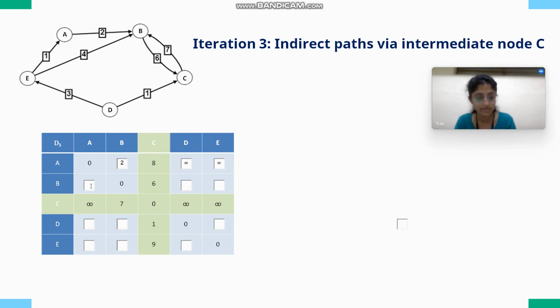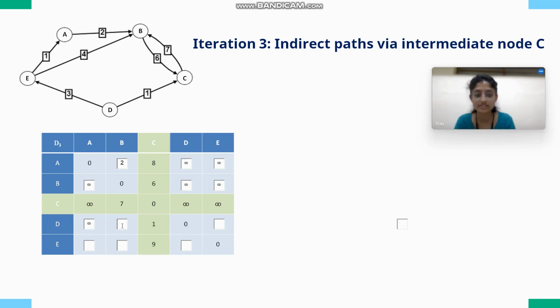Next we have b comma a, which is again infinity, and b comma d would be infinity again. B comma e is also infinity. D comma a is infinity again. I think there would be a change with d comma b, so let's have a look.